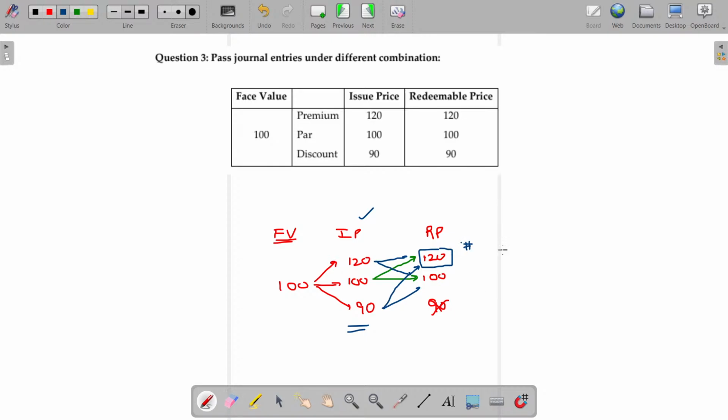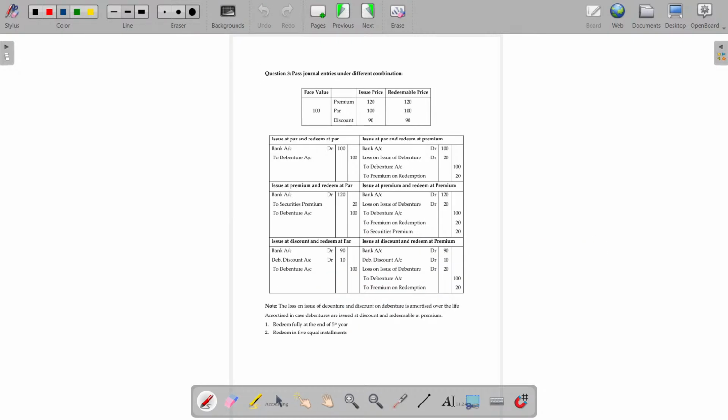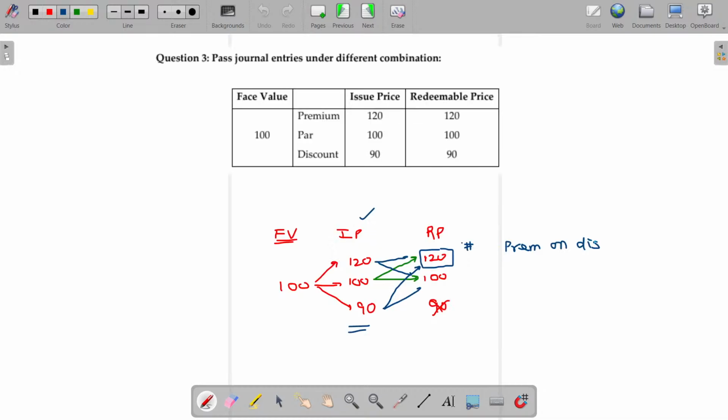What provision? You are going to face a loss on the maturity period. So, you create a provision today. What for? Premium on redemption. That's a loss. Premium payable on redemption. Okay, this is the loss.